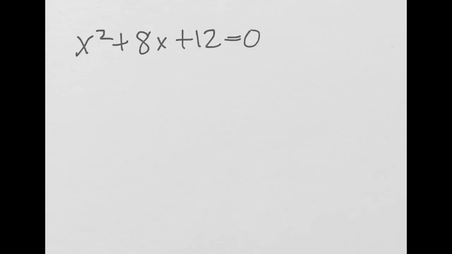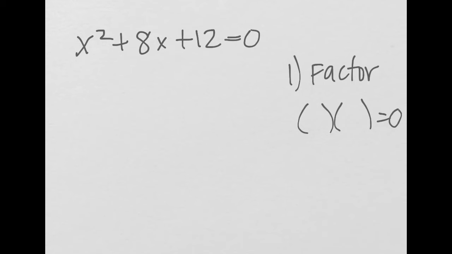So here's another example. The first step, step number 1, is to factor. Because I want to have something in parentheses so I can set it equal to 0. Because then I can make this be equal to 0, and I can make the other one be equal to 0, and find my two answers. Okay, so let's factor this.